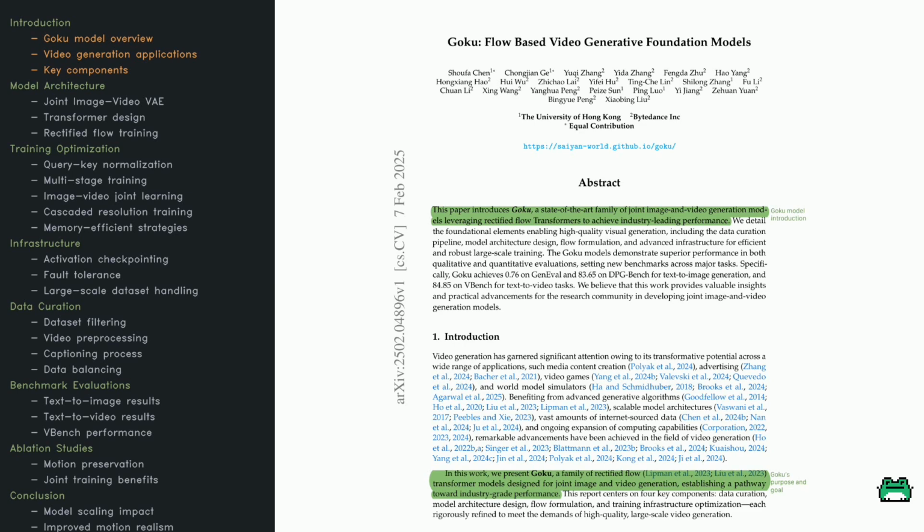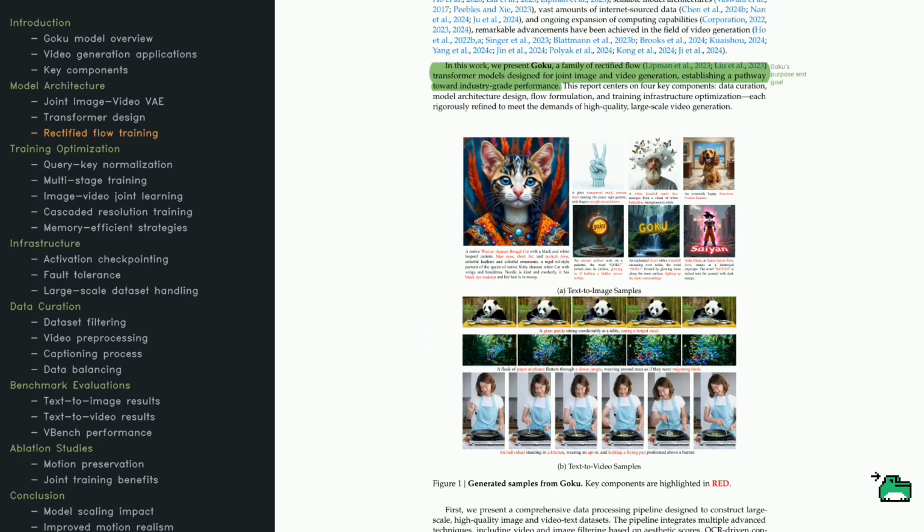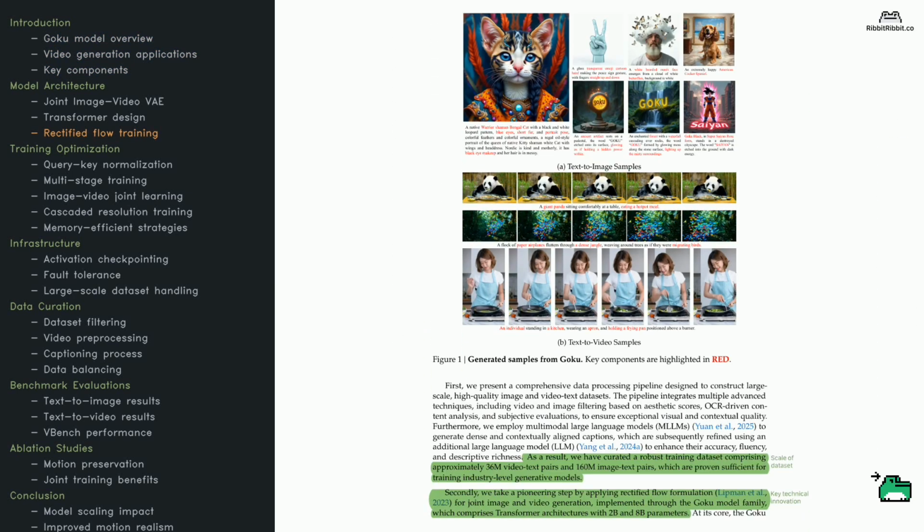Goku is a family of rectified, flow-based transformers built for both image and video generation. Unlike other models that specialize in just one, Goku aims to handle both effectively. The authors break down its design into 4 parts: data curation, model structure, flow formulation, and training efficiency. These aspects will be covered in detail later. So that's the first page in a nutshell: a high-level introduction to the model, why it matters, and what's coming next. Now let's get into what Goku can actually generate.